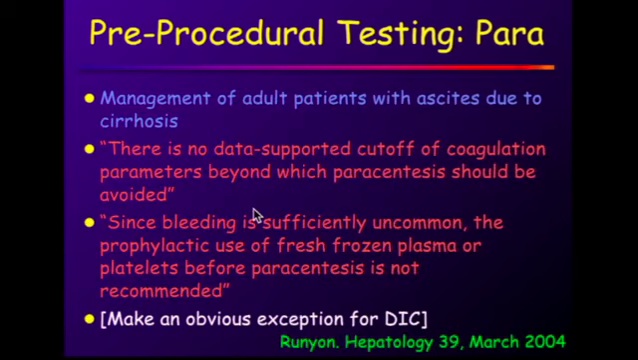The hepatology literature is filled with statements like this. There is no data-supported cutoff of coagulation parameters beyond which paracentesis should be avoided. They talk about doing paras up to an INR of 8. Since bleeding is really rare, using FFP or platelets before para is not recommended.